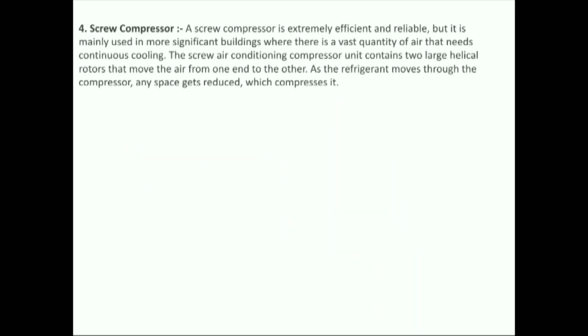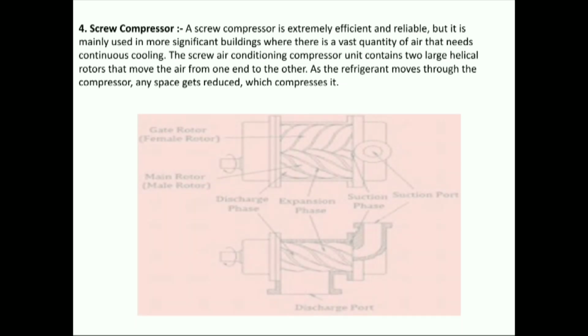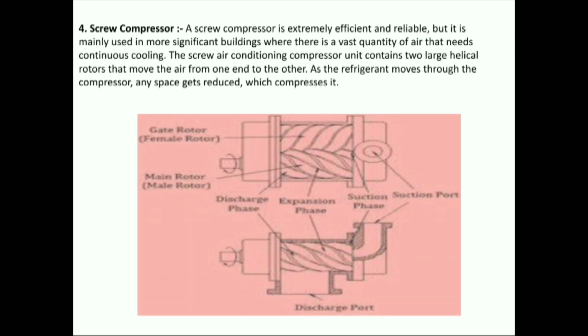4. Screw compressor. A screw compressor is extremely efficient and reliable, but it is mainly used in larger buildings where there is a vast quantity of air that needs continuous cooling. The screw air conditioning compressor unit contains two large helical rotors that move the air from one end to the other. As the refrigerant moves through the compressor, the space gets reduced, which compresses it.